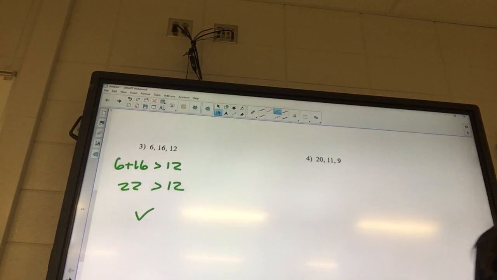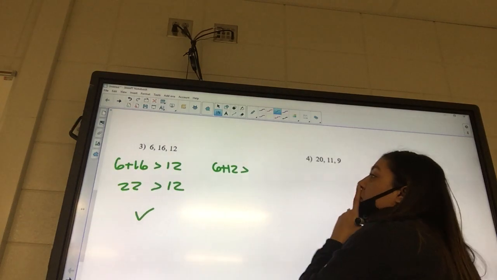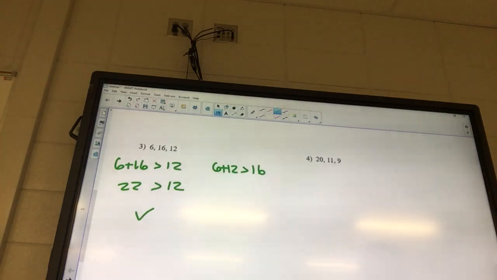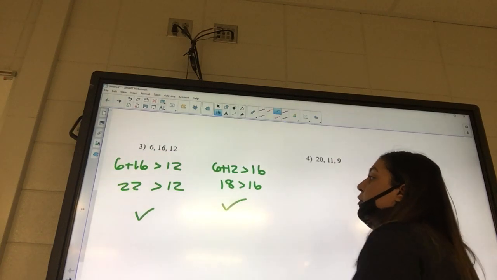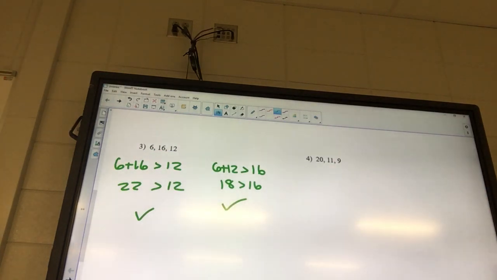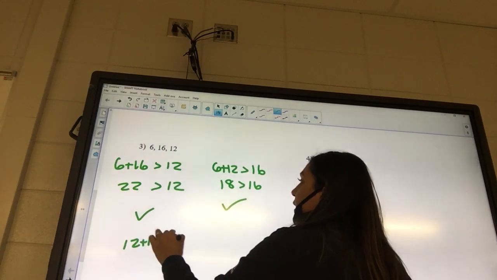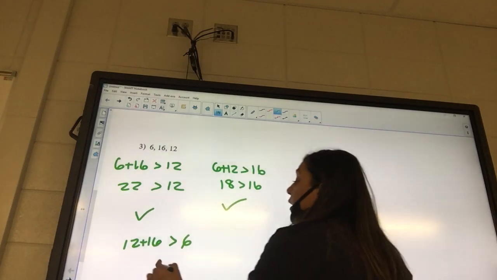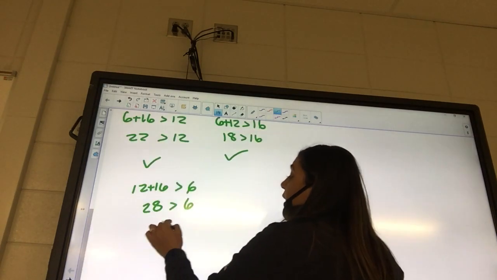So instead of 6 plus 16, what do you also need to try? 12. 6 plus 12 is greater than 16. So what is 6 plus 12? 18. Is 18 greater than 16? Yes, so that one checks out. What's the last one we need to check? What two numbers have we not added together? 12 and 16. 12 plus 16, is that greater than 6? Yes. Okay, so 12 plus 16 is gonna be 28. Is 28 greater than 6? Yeah, and so that one checks out.